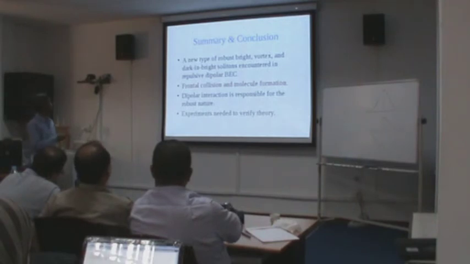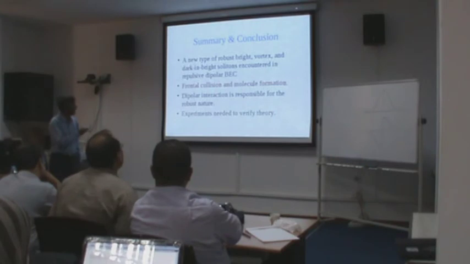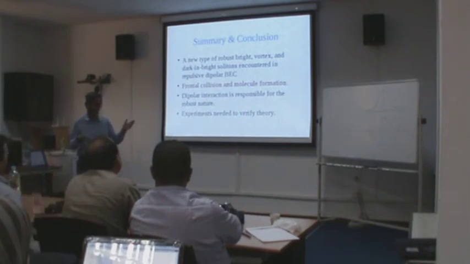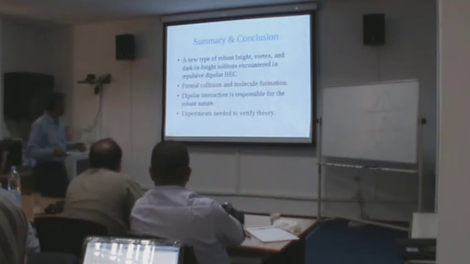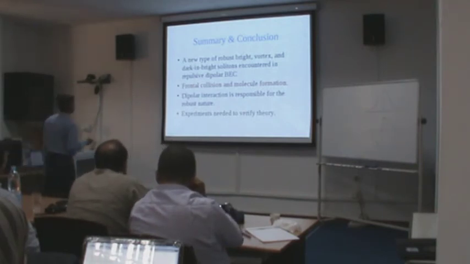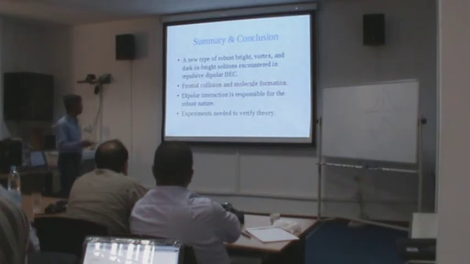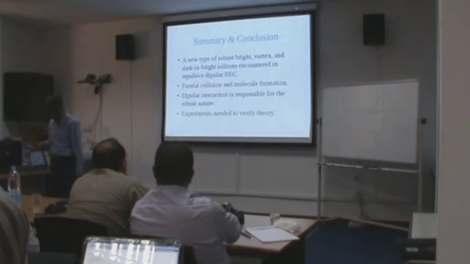So, summary and conclusion. A new type of robust bright vortex and dark-in-bright solitons is encountered in repulsive dipolar BEC. Because repulsive means the contact interaction is repulsive, and the dipolar interaction is anisotropic, we can have frontal collision and molecule formation. And the dipolar interaction is responsible for the robust nature, and experiments are needed to verify the theory.